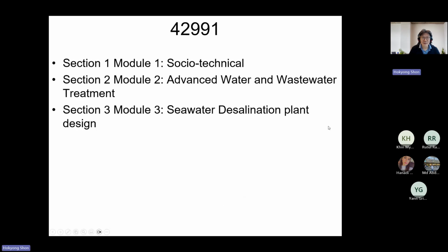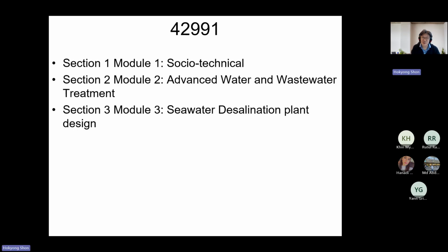So we already learned module 1, 2, 3, socio-technical issues, especially water, potable drinking water from wastewater, and then how this can resolve all the community engagement. And that was module 1.